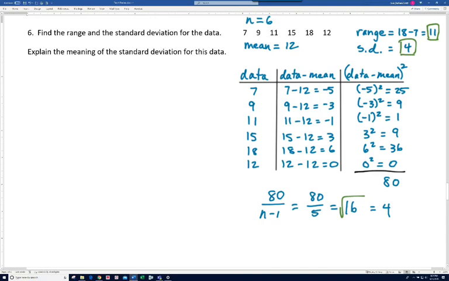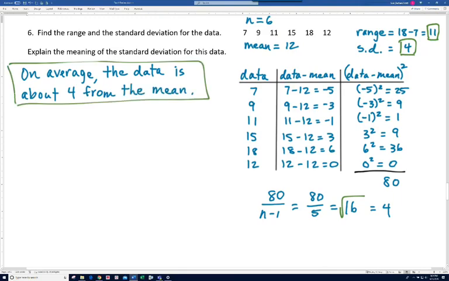So the last thing we're supposed to do, notice it says explain the meaning of the standard deviation for the data. So I think it's important not only that you know what the standard deviation is, but that you understand what it means. On average, the data is about 4 from the mean. And in fact, you can see that just looking at the data here. That's definitely a reasonable number considering what we're seeing there.